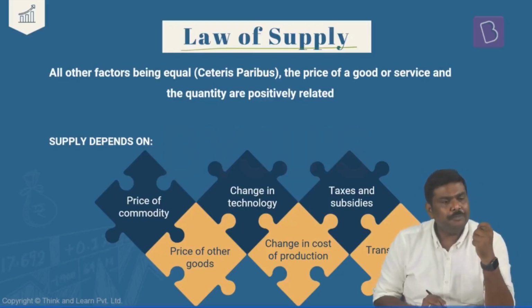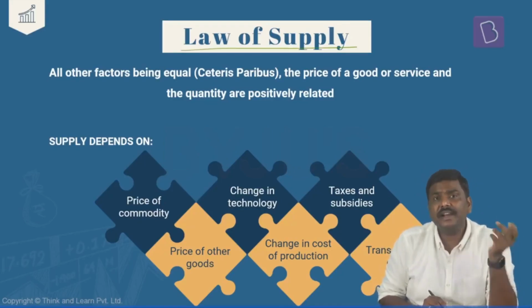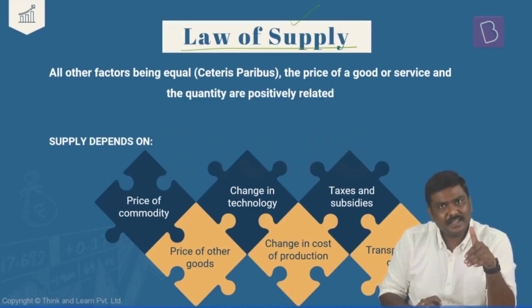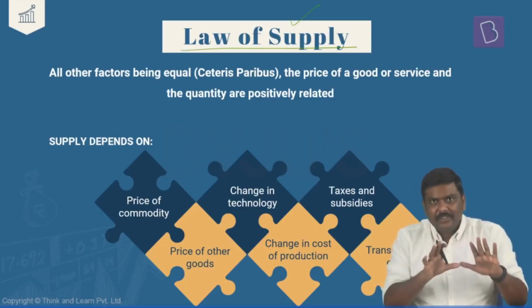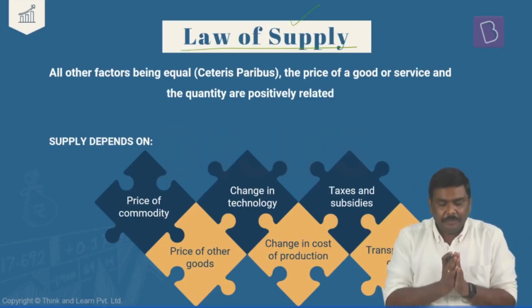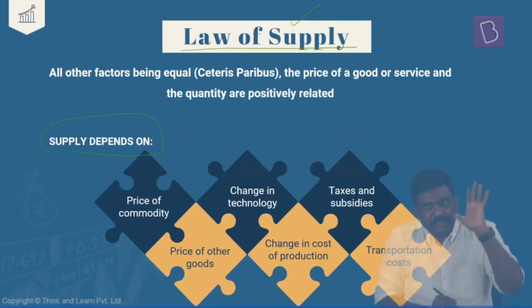Now, in the beginning, I've told you law of demand discusses from the consumer or the buyer side in the market. Law of supply discusses from the seller side in the market. Now, in the same way that we have discussed in case of law of demand, there are factors which will determine the supply of certain commodities in the market.